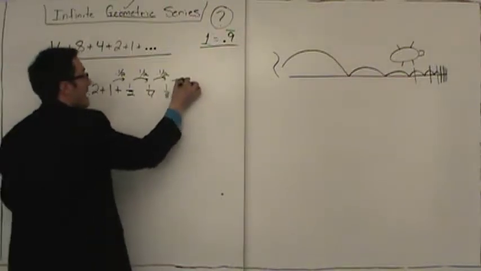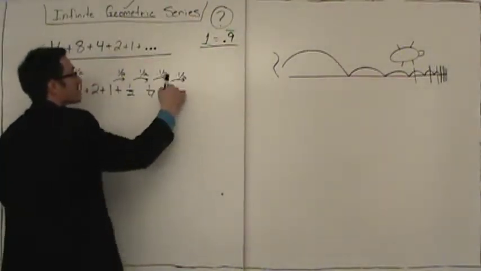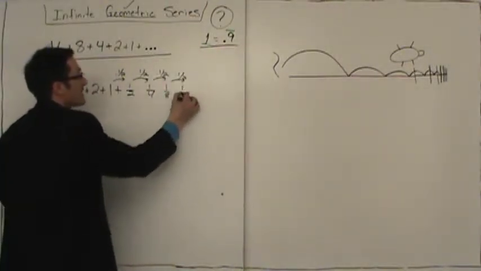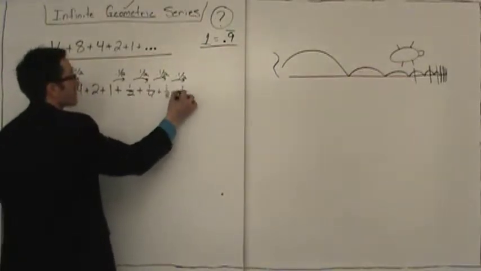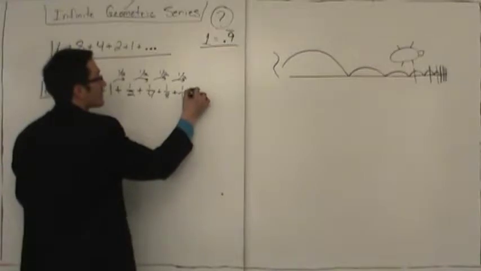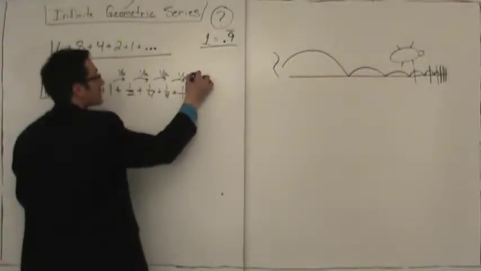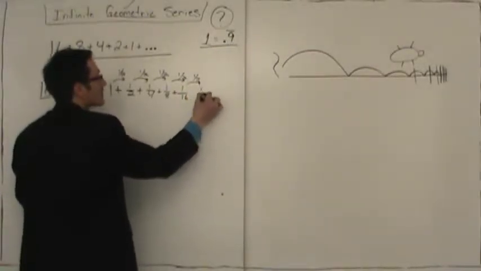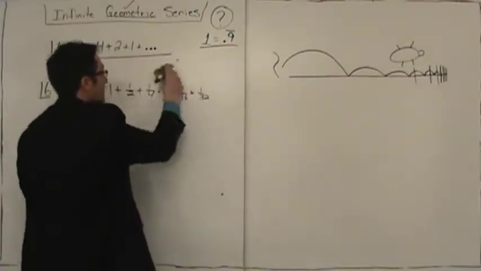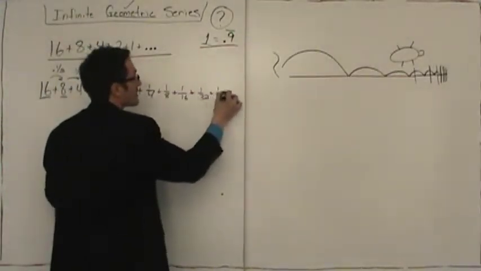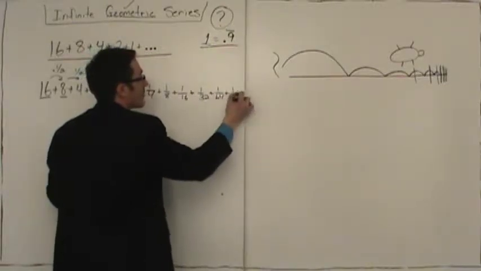What do we get? 1/8. Times 1/2 again is the same thing. Top times top is 1 times 1 is 1, 2 times 8 is 16. Keep doing this. Don't forget your addition. Plus, plus, plus. 1 over 16 times 1/2 is 1 over 32. You see the pattern. We're doubling the denominator. So plus 1 over 64. Plus 1 over 128.